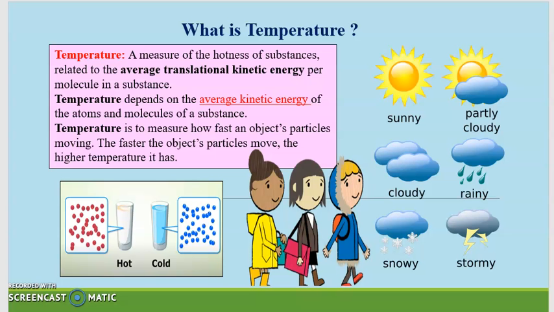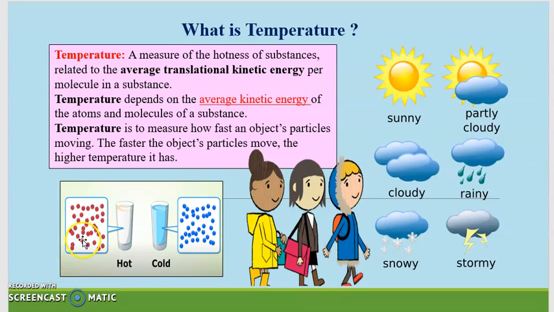So what is temperature? Temperature is a measure of the hotness of a substance, related to the average translational kinetic energy per molecule in a substance. Temperature depends on the average kinetic energy of the atoms and molecules of the substance. Temperature measures how fast an object's particles are moving. The faster the object's particles move, the higher temperature it has.